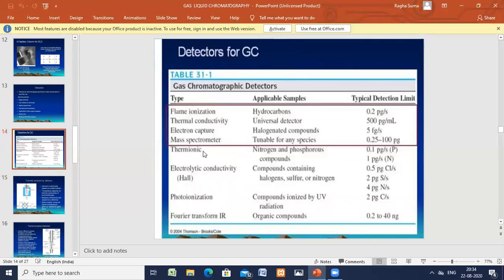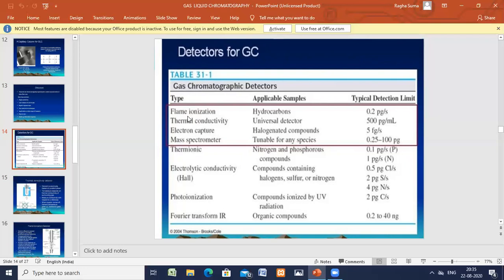Okay, so this is the general view for the detectors. First I'm going to explain the flame ionization detector. It consists of an oxy-hydrogen flame in which the eluted sample is burnt. Hydrogen burns first, produces a high temperature, 2000 degrees centigrade, which causes ionization of the solute, and these ions are collected in the electrodes and the resulting ionic current is measured.